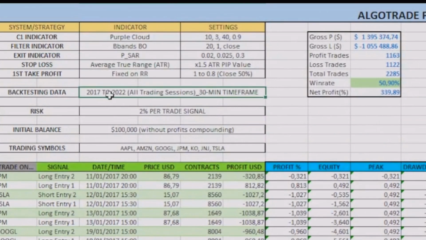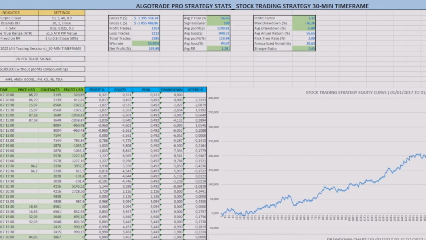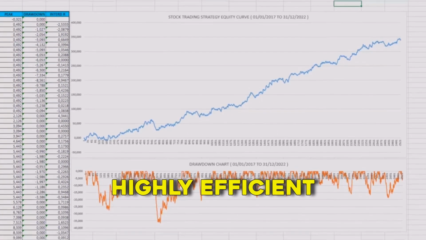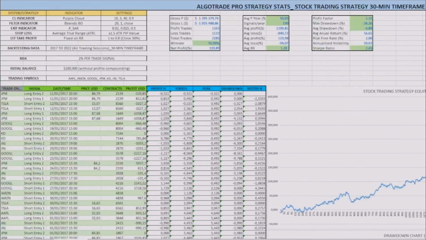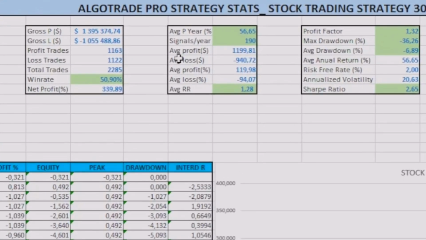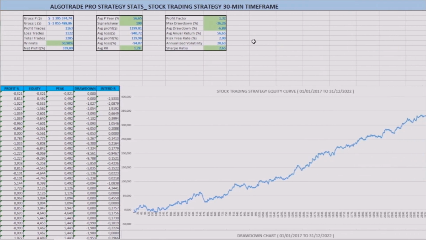With the help of my trading bot, I also downloaded all the trades from 2017 until 2022 to build this trading journal, where we can see that the full equity chart of this strategy is highly efficient, and so we know that we are on the right path to success. At the moment, this strategy applied to these 7 stocks gives an average of 56% profit per year, with a 50.9% win rate and an average risk to reward ratio of 1 to 1.28. Also with good values of profit factor and Sharpe ratio.